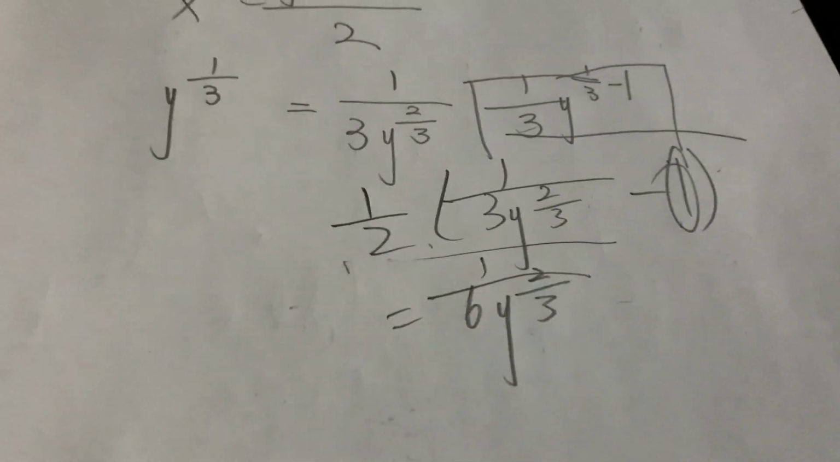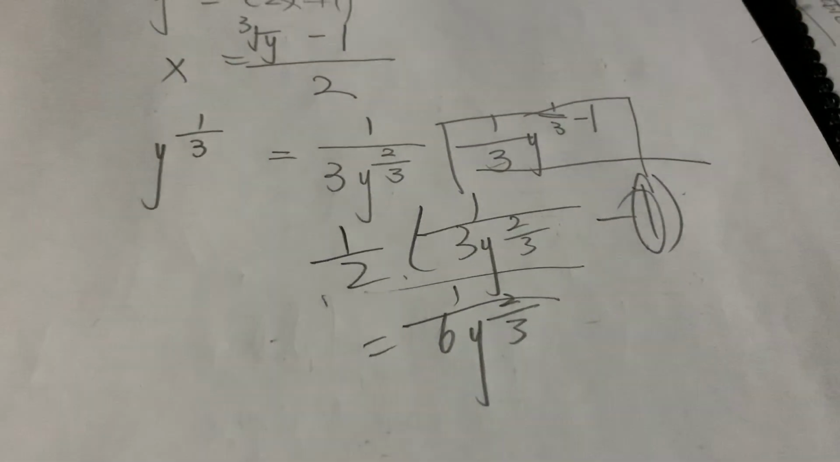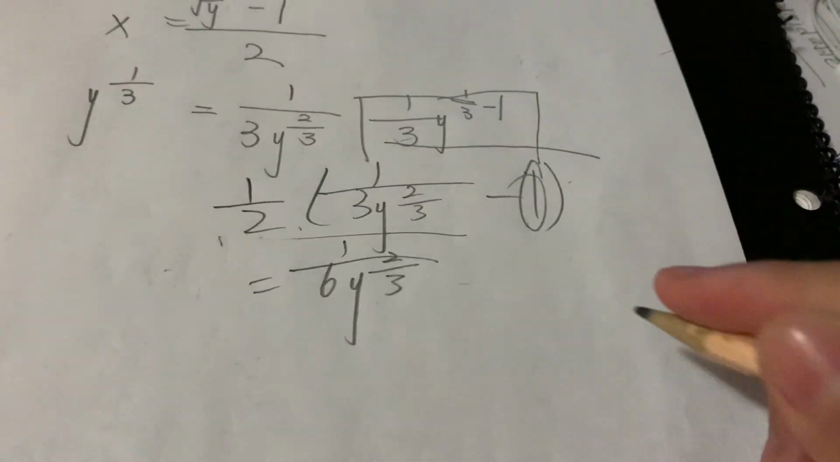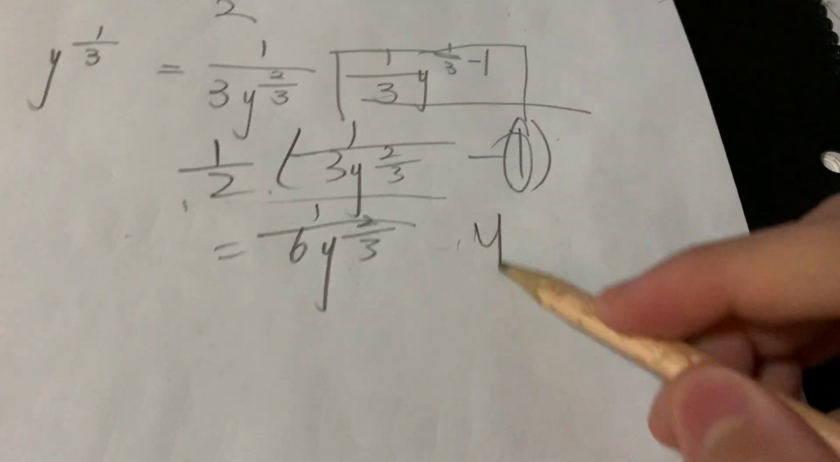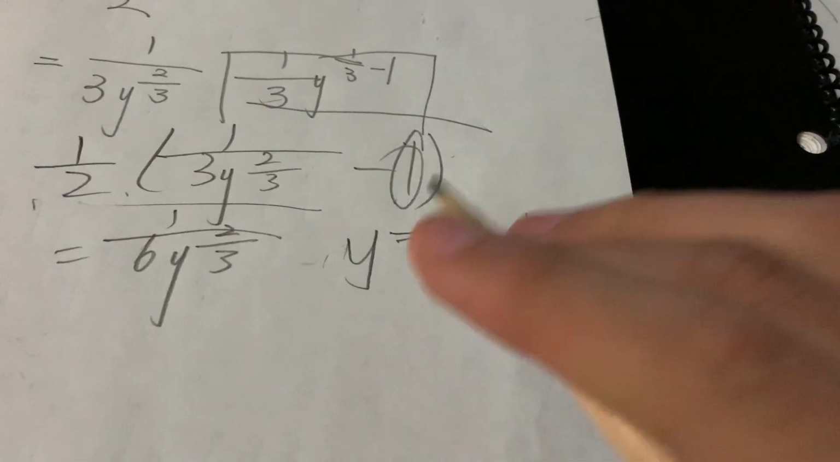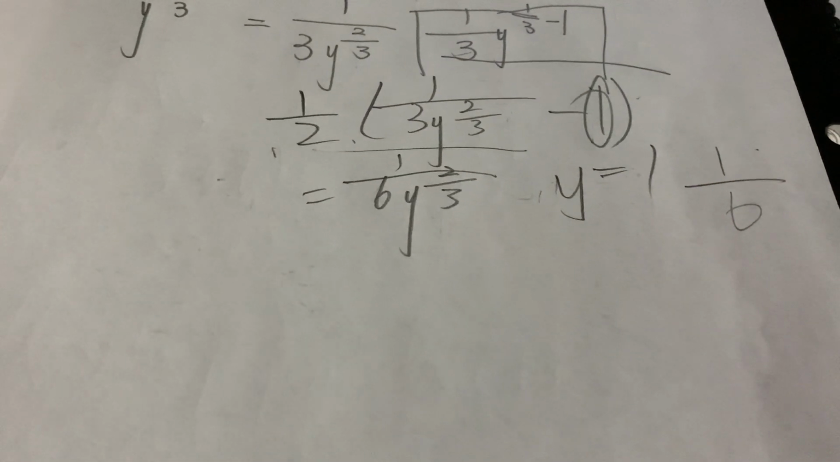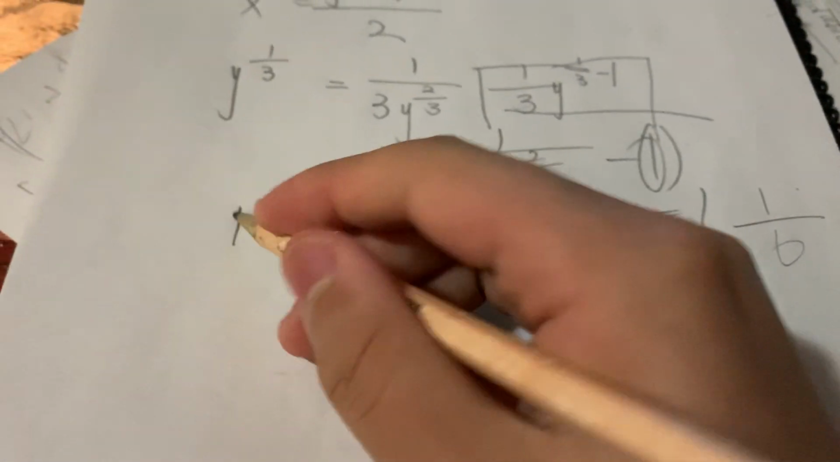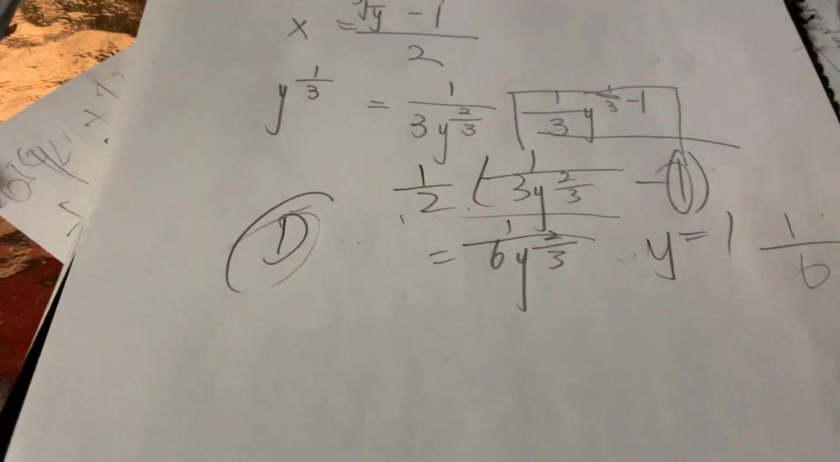So in this case, it is going to be the derivative, and we plug in y equals 1. So it is equal to 1 divided by 6. And D is going to be the final answer, which is 1 divided by 6.